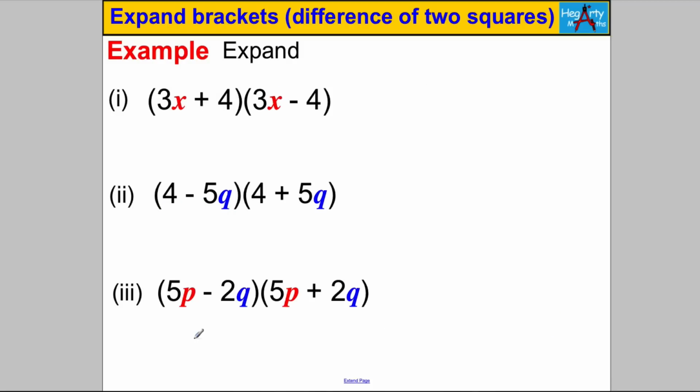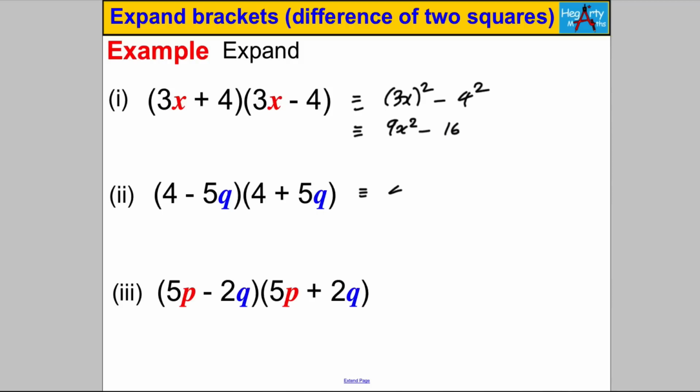Next one's pause the video, have a go. Same old stuff here, but there's a few numbers involved as well. Bracket multiplied by its conjugate. So the answer is going to be 3x all squared take away 4 squared. Now 3x multiplied by 3x is 9x squared, take away 4 squared, which is 16.